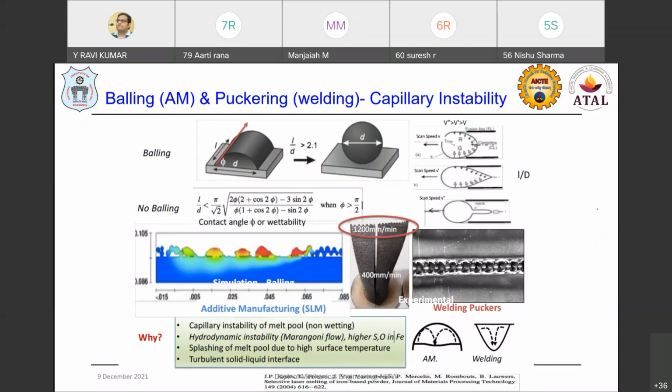And also the splashing of the molten pool due to high surface temperature, as well as the turbulent flow in the solid-liquid interfaces and all. And even in welding, you can see these kinds of puckering defects observed in the welding and all.